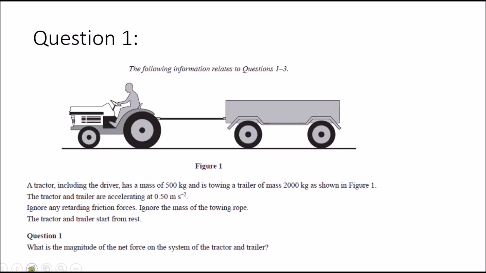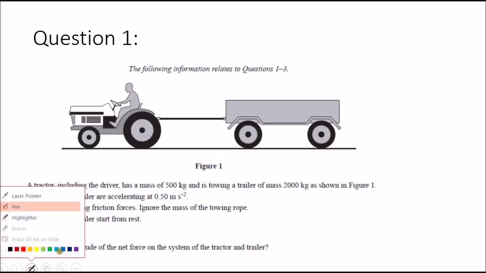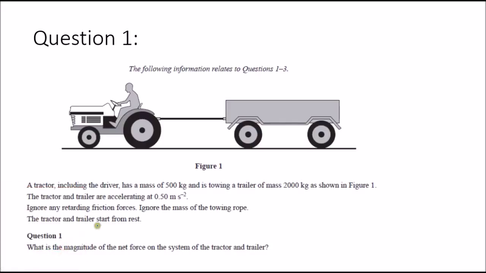So the first thing that I would like to do with this question is think about the information that I'm being told in the question, and write that down so that I know what I'm talking about. Okay, so we've got some masses. We've got the mass of the tractor, and of course my stylus is going to play up on me here. Oh, there we go. We've got the mass here of 2,000 kilos, so we've got to think about what we're doing there. We've got an acceleration of 0.5 meters per second squared. So that's the information that's given in this question.